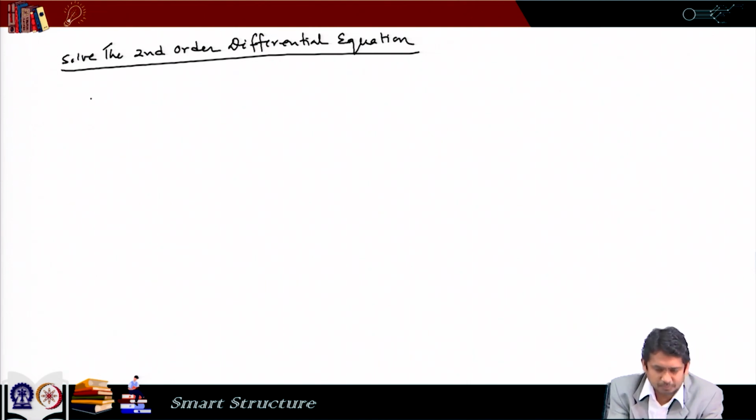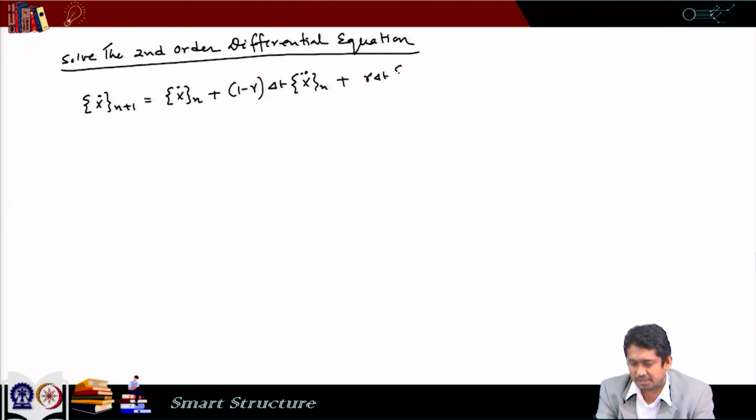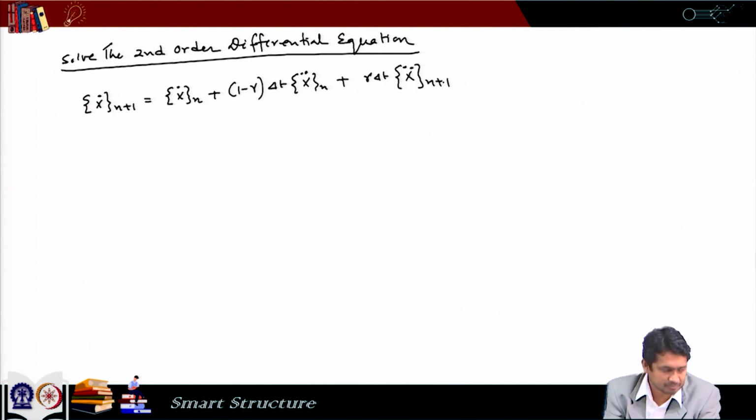So, we have x dot n plus 1. We write the derivative at the present time step in terms of the value at the previous time step plus 1 minus gamma. So, instead of alpha we write the parameter as gamma here, plus gamma delta t times x double dot at n plus 1.